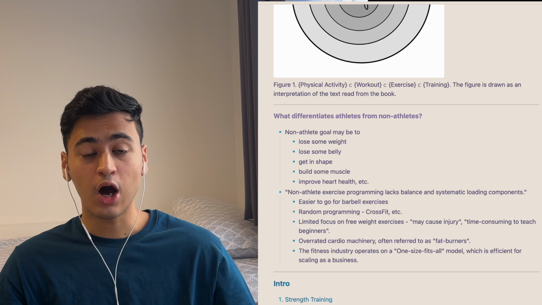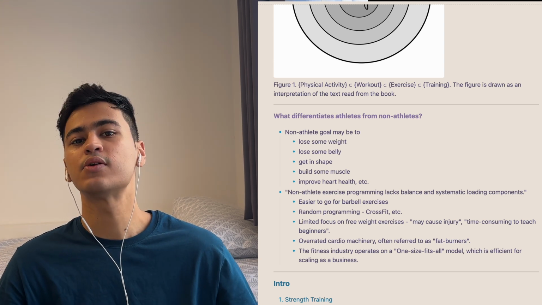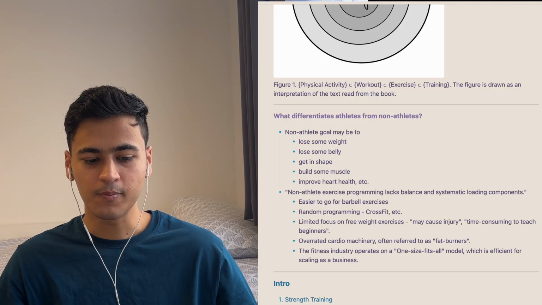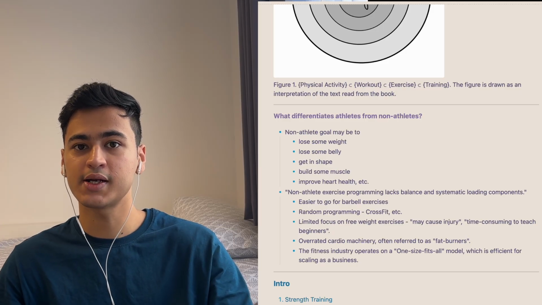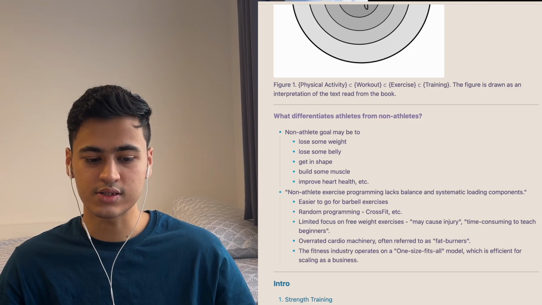Lose some weight. How much weight? What is the current weight? What is the target weight? What is the time period we are looking into? And when we are talking about weight, is it losing muscle? Is it losing fat? What is it?